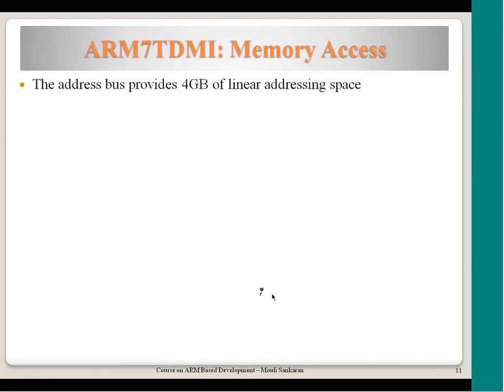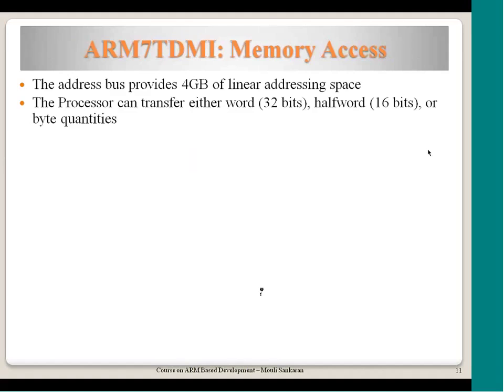Now, how does memory access happen in the ARM? The address bus provides 4 GB of linear address space. You know the 32 bits map to 4 GB, and the processor can transfer either a word or a half word or a byte quantity. As I mentioned, the memory which is used is a byte addressable memory. So ARM can read or write any of these 32-bit or 16-bit or 1 byte entities.